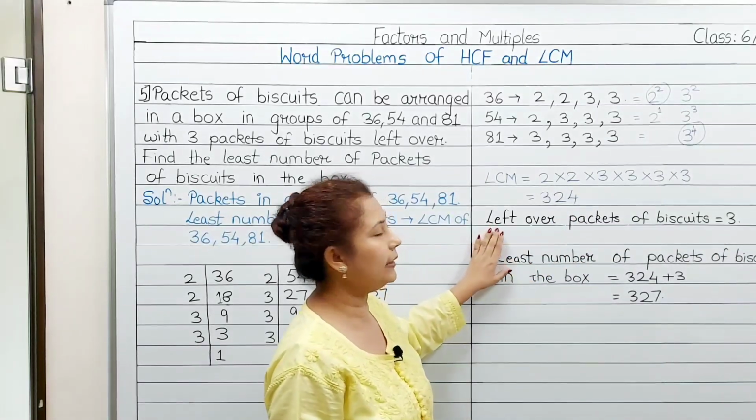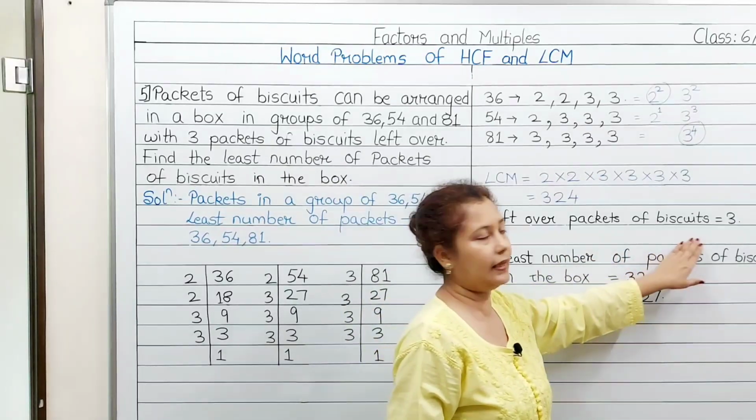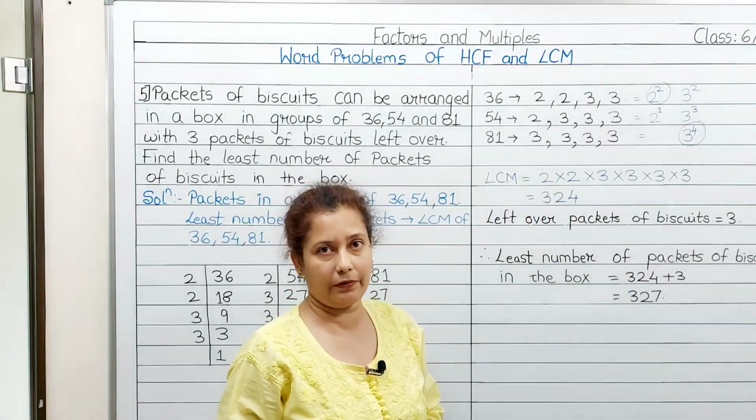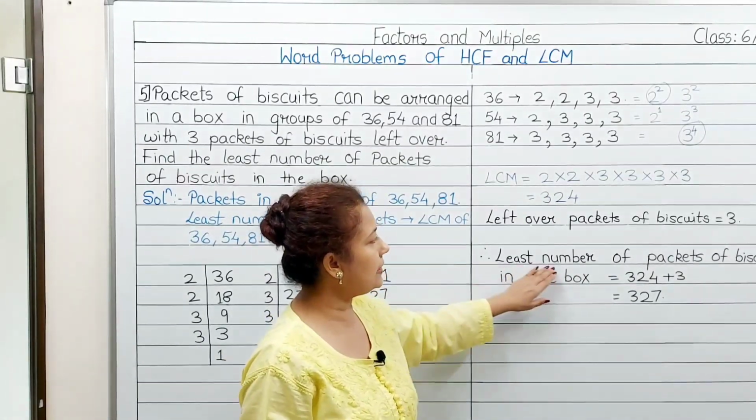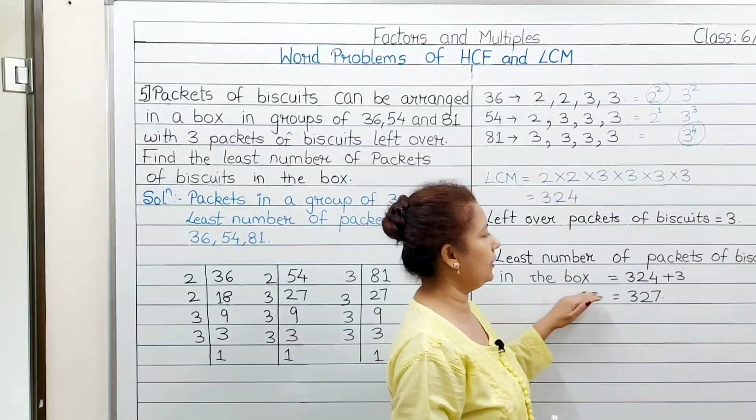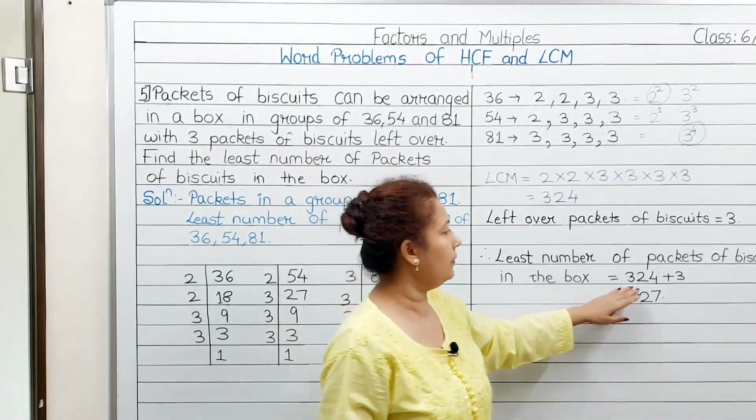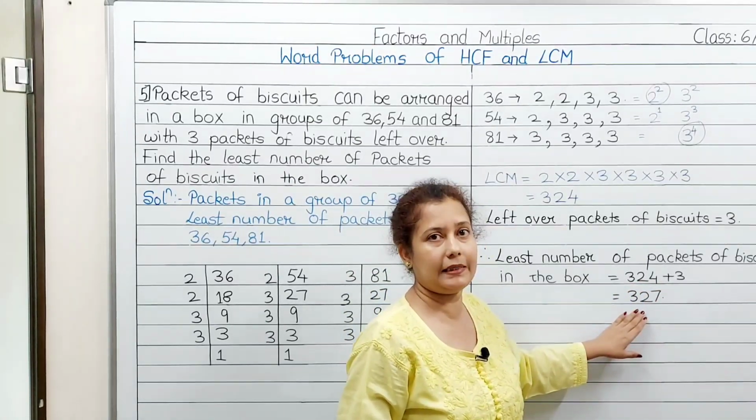But one more thing is given in the sum: the leftover packets of biscuits, that is 3. So we have to add this 3 to the LCM, then only we will get the answer. So the least number of packets of biscuits in the box when 3 packets are left over will be 324 plus 3, which is 327.